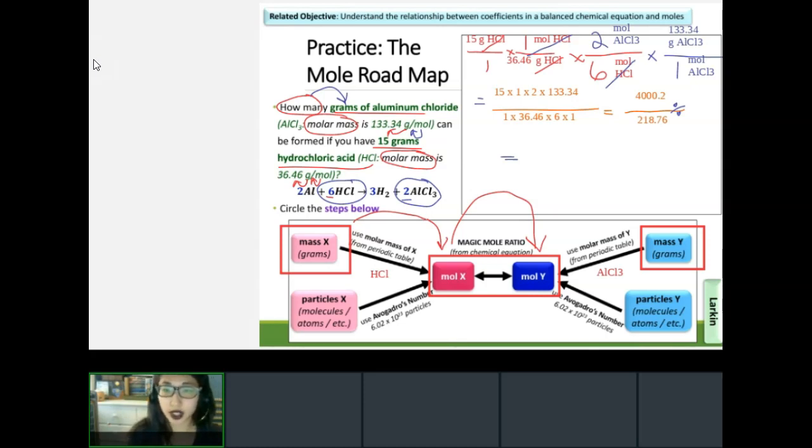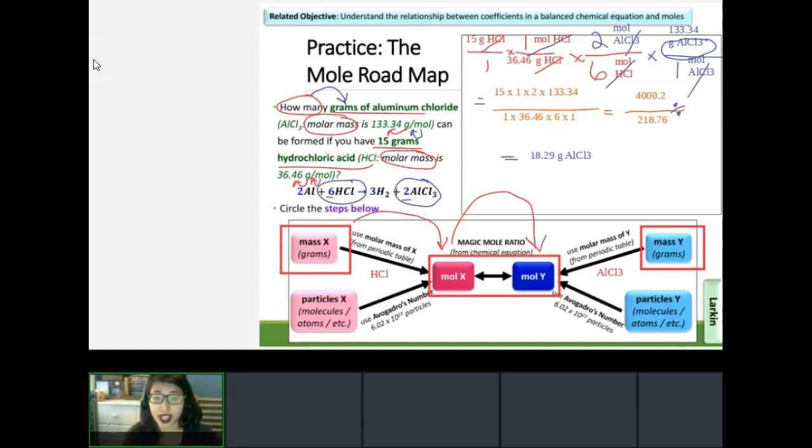Perfect. All right, so taking a look here, let's analyze our units. Again, moles of aluminum chloride cancel out. I'm left with grams of aluminum chloride. And tell me in the chat box, is that what I was solving for? Grams of aluminum chloride, is that what I should be solving for?